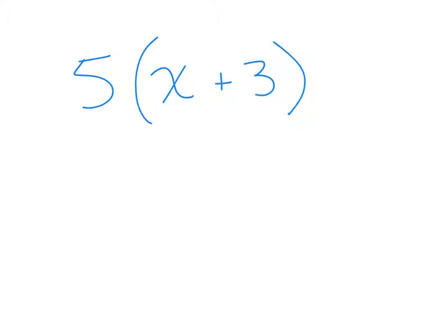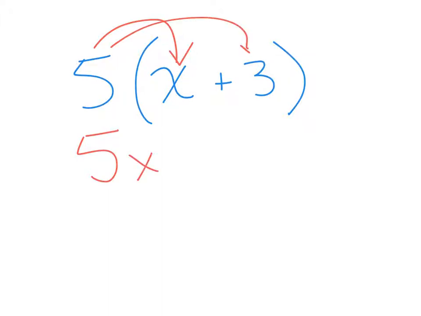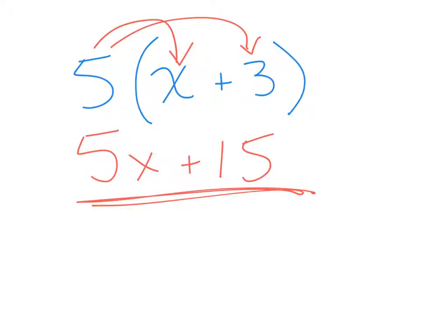I just simply want you guys to simplify these. So what that means is I'm going to apply the distributive property. So 5 times x would be 5x, and 5 times positive 3 would be plus 15. And that is the answer. That's it. That's all I want you guys to do on these types of equations.